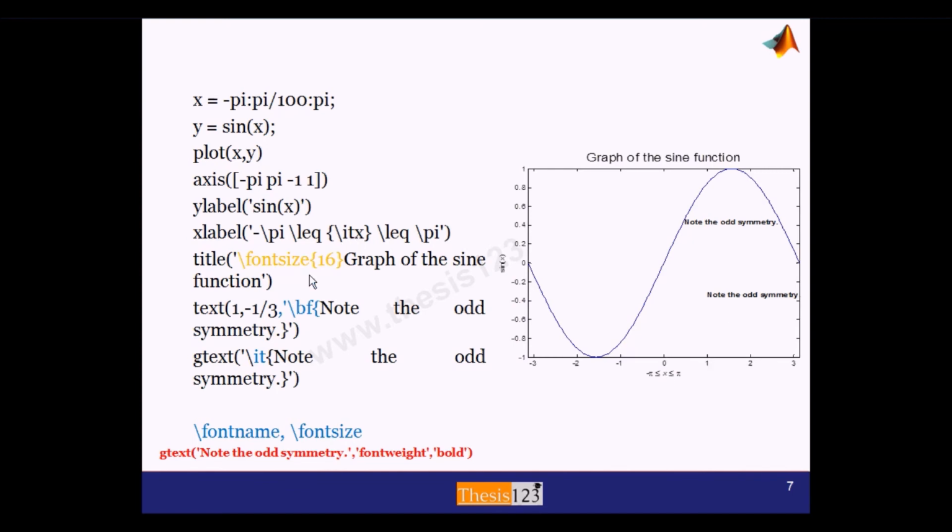And sometimes earlier we have used font size, graph of the sine function comma font size comma 16. But we can also use this way, we can represent it outside: slash font size of 16, and similarly slash bold of this function, this complete text should be bold, and here italic. So whatever text is given, it is italic. So in both ways we can use it.